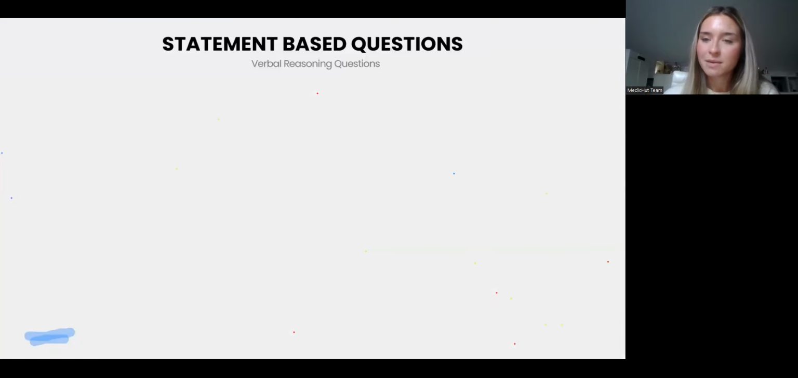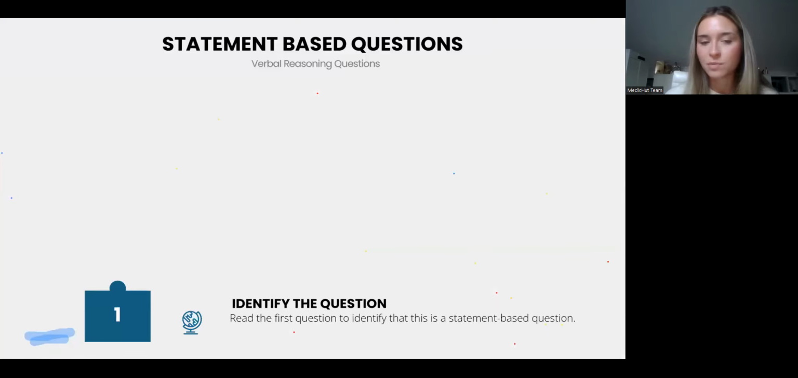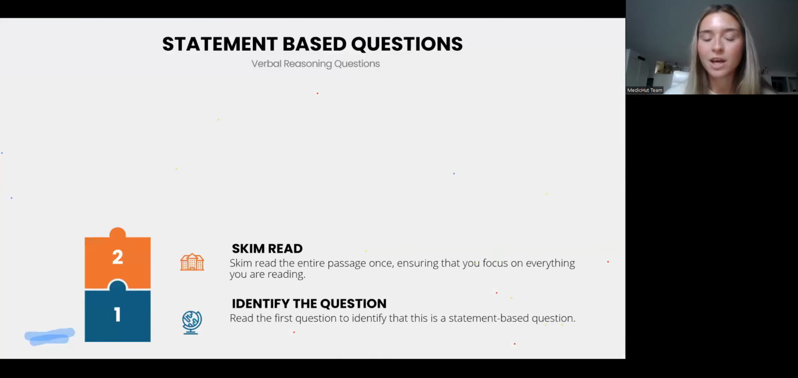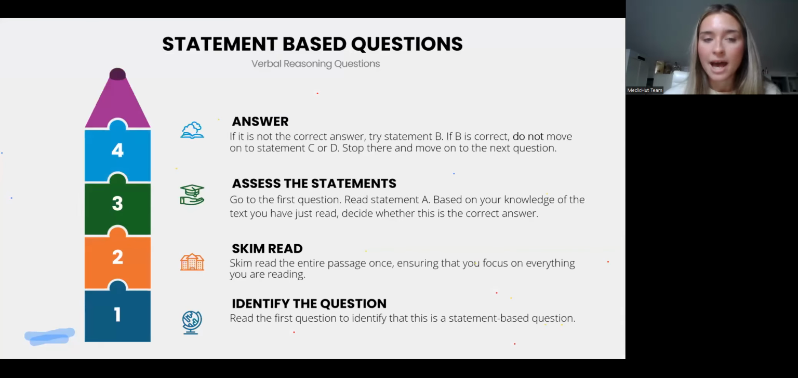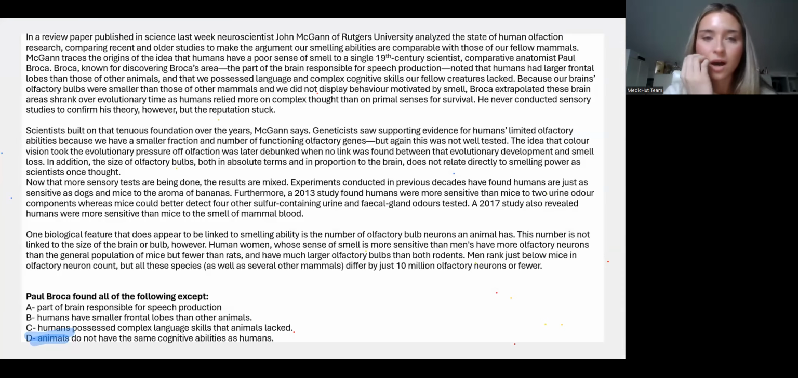So in terms of statement-based questions, as we mentioned previously, you want to identify that the question is a statement-based question by reading it. You then want to skim read the whole text, making sure that you do it fast by not backtracking, chunking groups of words together, and also limiting your sub-vocalization. And then you want to assess the statement and then answer it. So we'll have a go at answering a question together. So if you guys can have a go at doing this one and then putting your answers into the chat, that would be great.